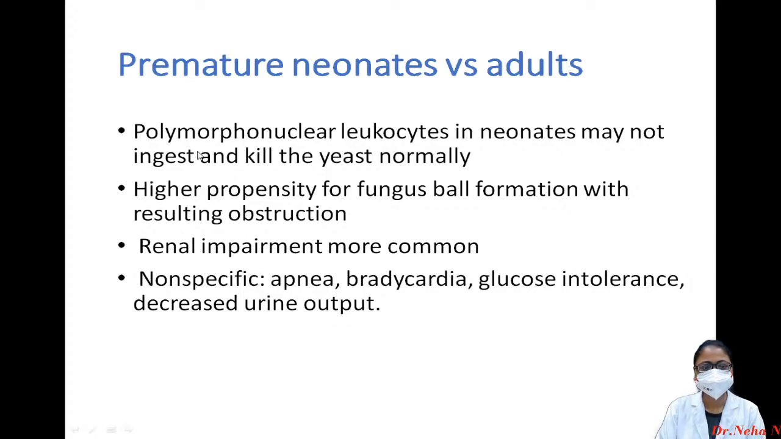Now, how is the disease course and the pathology different in premature neonates versus adults? In neonates, the polymorphonuclear leukocytes may not be able to completely ingest and kill the yeast cell, which is normally done by adults. Then there is also a higher propensity for fungus ball formation with resulting obstruction, and this is not true in adults. Another thing is renal impairment is much more common in neonates as compared to adults. In adults, if they have Candida UTI, it is much less likely to proceed to renal impairment, but this can happen commonly in neonates.